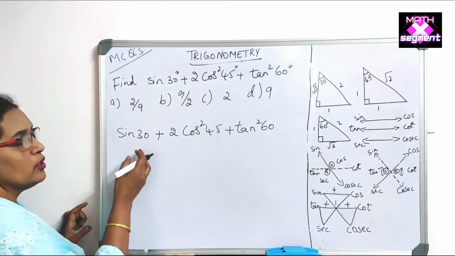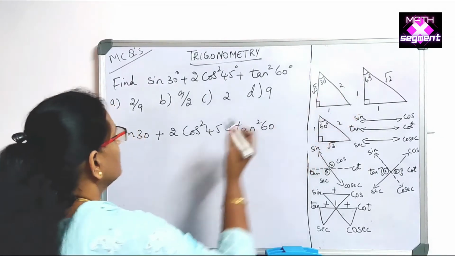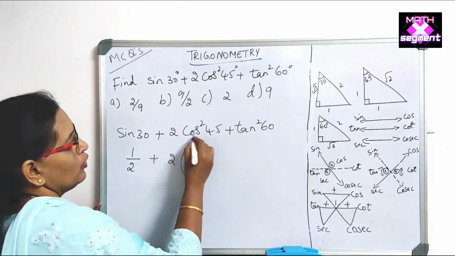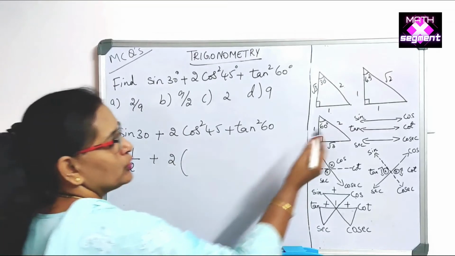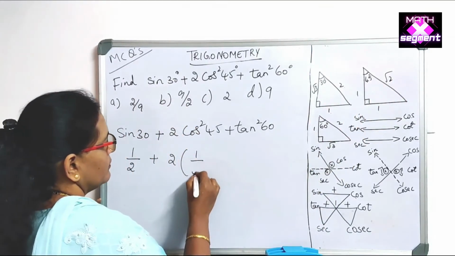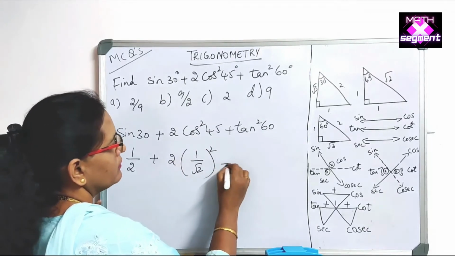Sin 30 is nothing but opposite by hypotenuse. So opposite is 1, hypotenuse is 2. So it is 1 by 2 plus 2 into cos 45. So cos 45. Cos we know adjacent by hypotenuse. So adjacent is 1, hypotenuse is root 2. So it is 1 by root 2. Since it's cos square, so I am squaring the value.